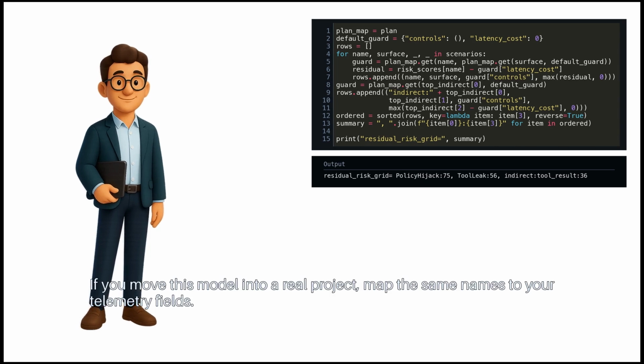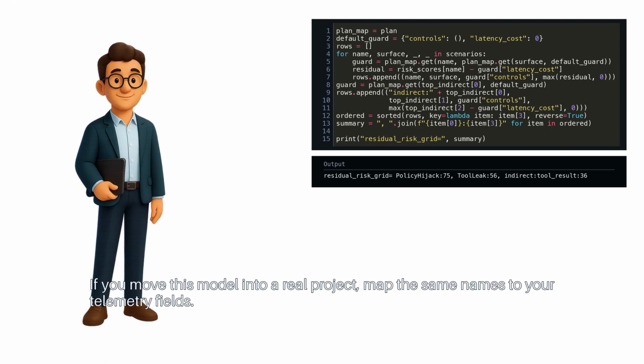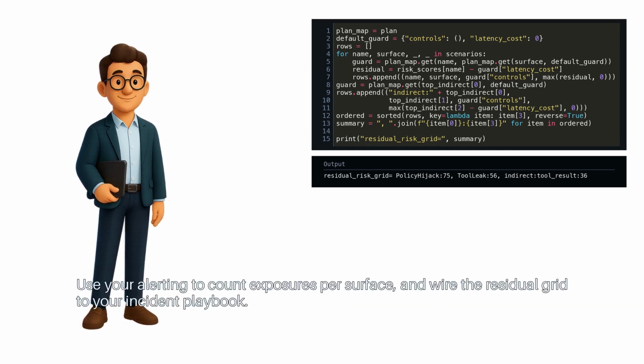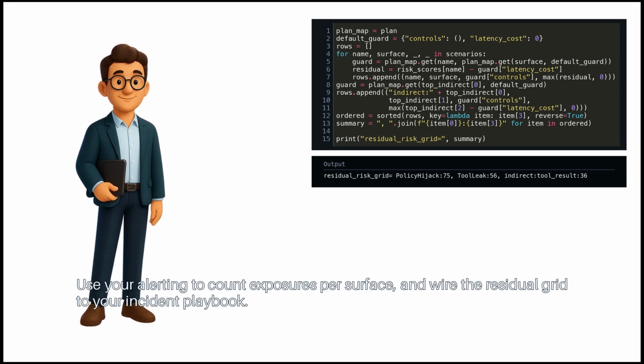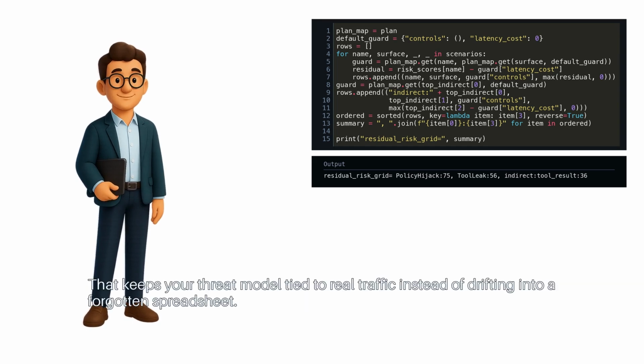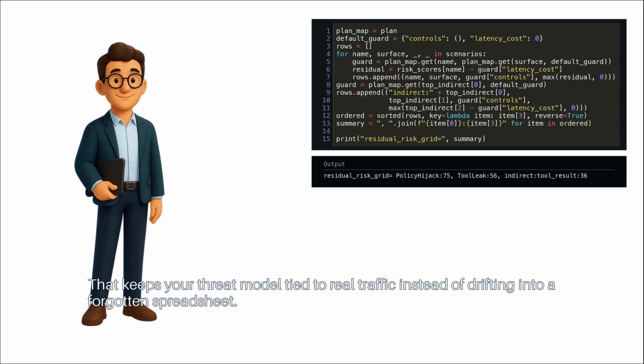If you move this model into a real project, map the same names to your telemetry fields. Use your alerting to count exposures per surface, and wire the residual grid to your incident playbook. That keeps your threat model tied to real traffic instead of drifting into a forgotten spreadsheet.